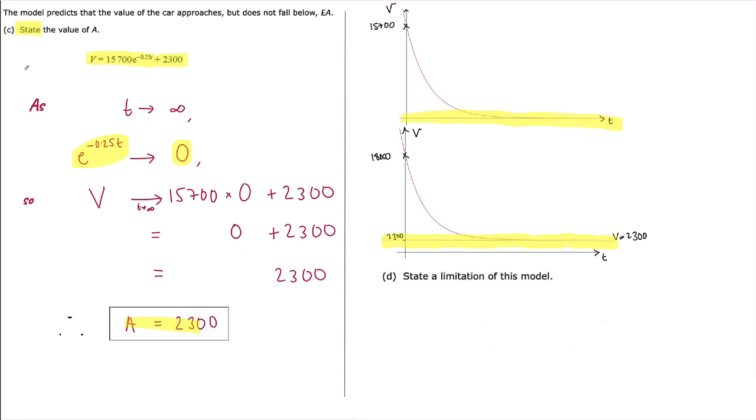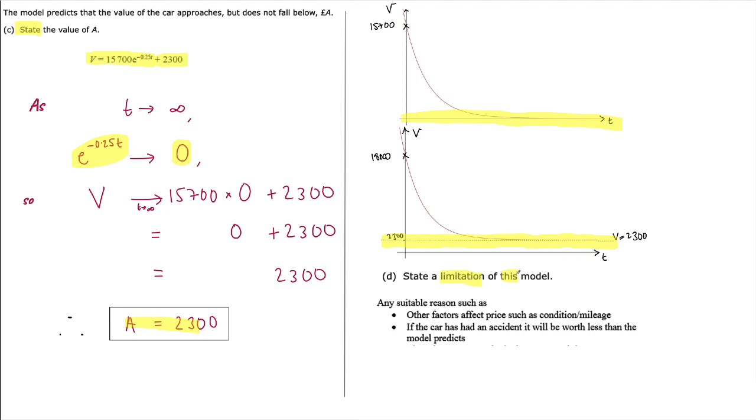The final part of this question asks us to state a limitation of this model. You can give any suitable reason, such as other factors affecting the price, such as the condition or the mileage. Or you might say something like, if the car has had an accident, it will be worth less than the model predicts. Or it might be the price may go up in the long term as it becomes rare. Or you might say something like £2,300 is too large a value for a car's scrap price. Most cars scrap for around £400. Any suitable reason that states a limitation of this model would be acceptable.